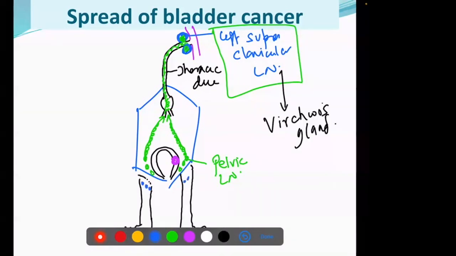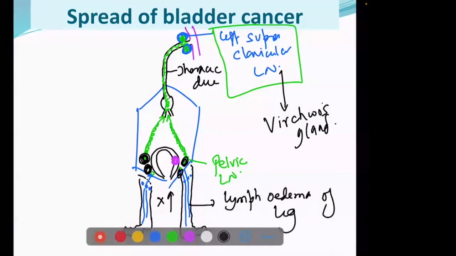The lymphatics of the leg actually drain into the pelvic lymph nodes. Remember that. So whenever there is a cancer involving the pelvic lymph nodes, these lymphatics of the leg will not drain into the abdomen, leading to lymphedema, edema of the leg. So the leg may be swollen. If the pelvic lymph nodes are extensively involved, then either one leg or both legs can be edematous.